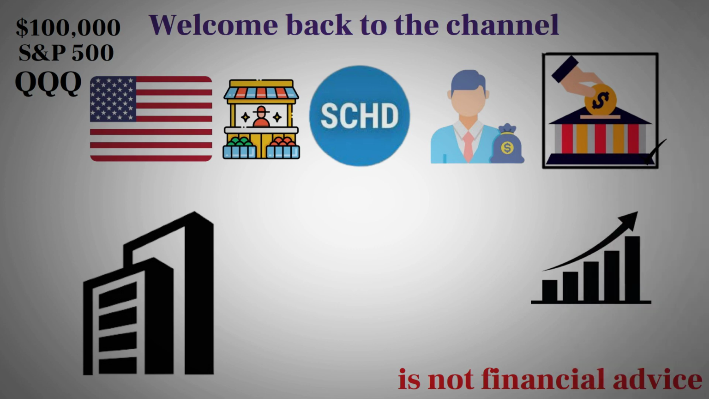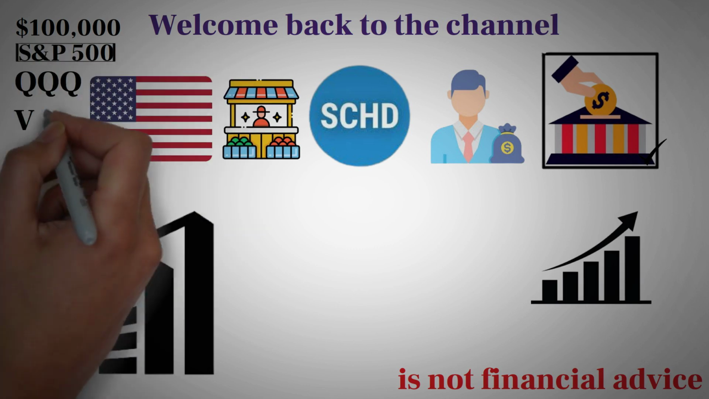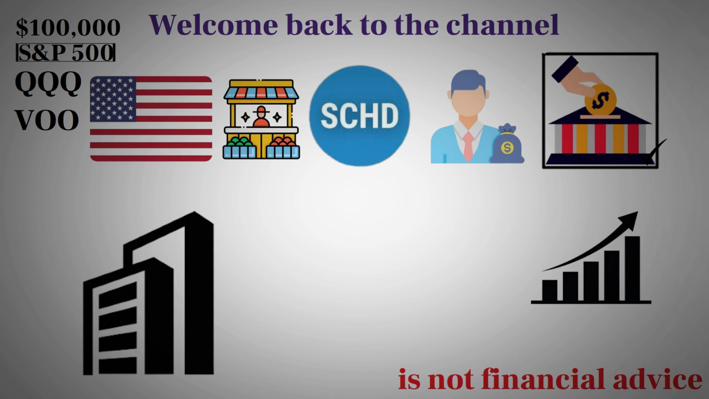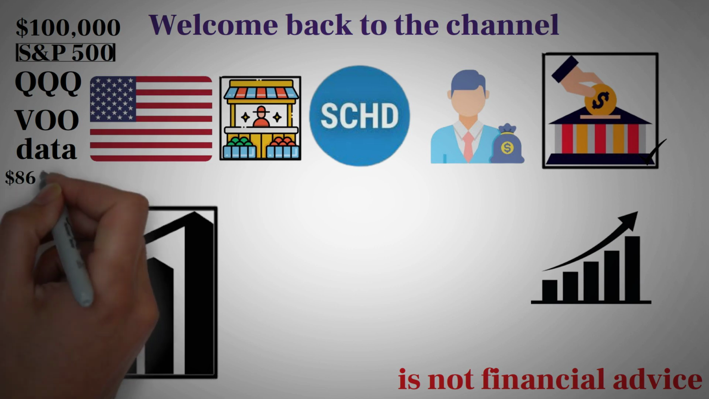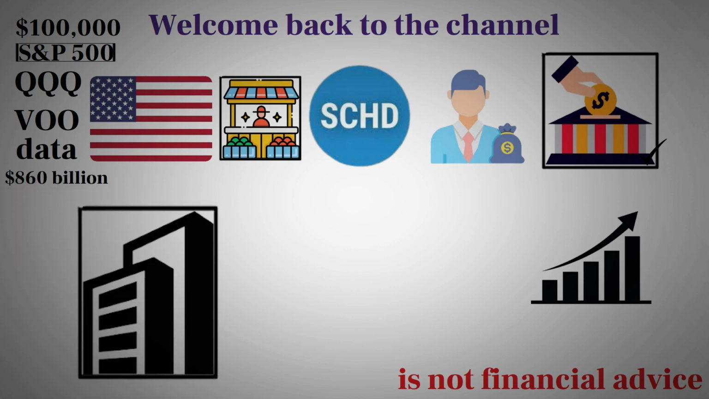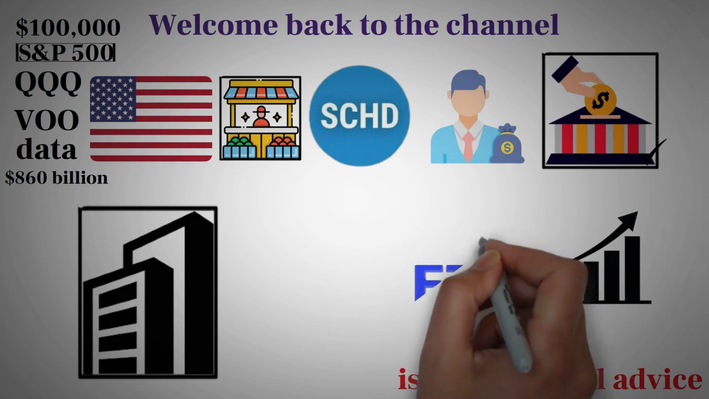Let's start with the Vanguard S&P 500 ETF, commonly known by its ticker symbol VOO. This ETF is designed to track the S&P 500 index, which includes approximately 500 of the largest publicly traded companies in the United States. The structure is market cap weighted, meaning the largest companies in the index have the biggest influence on the fund's performance. As of recent data, this ETF manages assets exceeding roughly $860 billion, making it one of the largest and most widely used ETFs in the world.